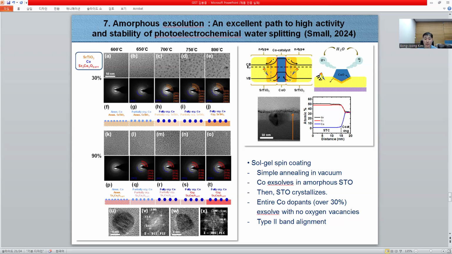It is surprising that the entire cobalt dopants, whose doping concentration is up to 30%, are completely exsolved with no oxygen vacancies. The exsolved cobalt becomes cobalt oxide particles on the strontium titanium oxide film. So they form a type 2 band alignment, which is beneficial for photoelectrochemical water splitting.